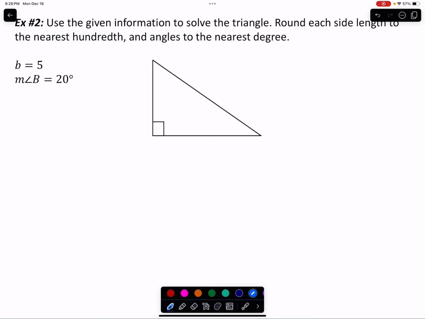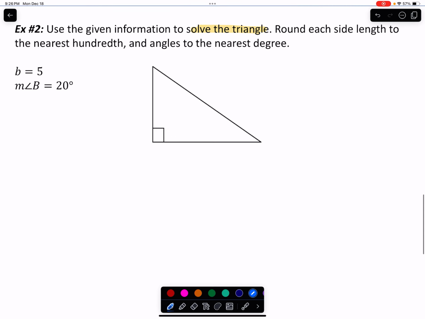In this example, it says use the given information to solve the triangle. When it says to solve a triangle, basically what that means is find all remaining sides and angle measures that are not given. We want to round the length to the nearest hundredth. So any side lengths will round to 2 decimal places, and round your angle measures to the nearest tenth. So angles to 1 decimal place.